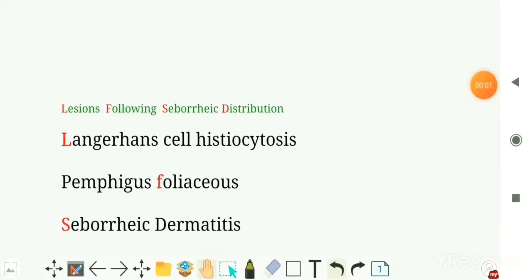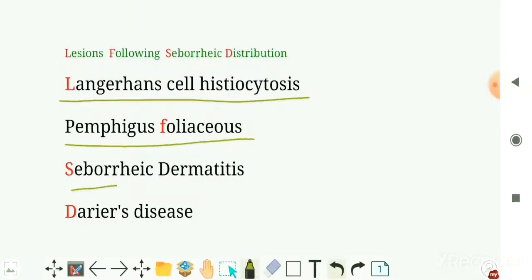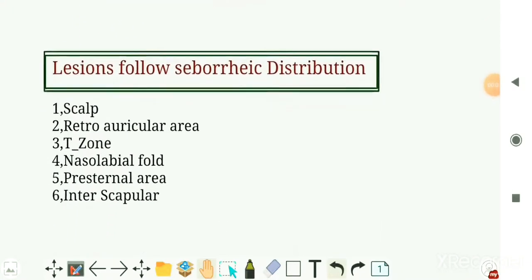Now let's continue with lesions following seborrheic distribution. Those conditions in which the seborrheic distribution is seen are Langerhans cell histiocytosis, pemphigus foliaceus, seborrheic dermatitis, and Darier's disease. You can remember these diseases from the initial letters L, F, S, D. L stands for Langerhans cell histiocytosis, F stands for pemphigus foliaceus, S stands for seborrheic dermatitis, and D stands for Darier's disease.